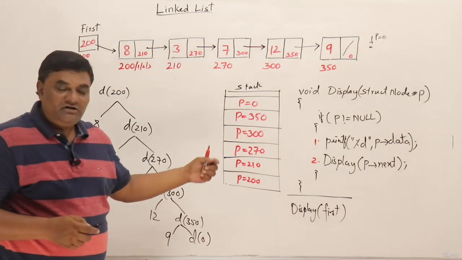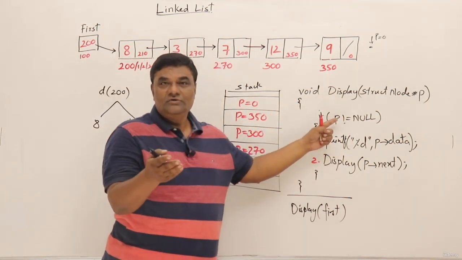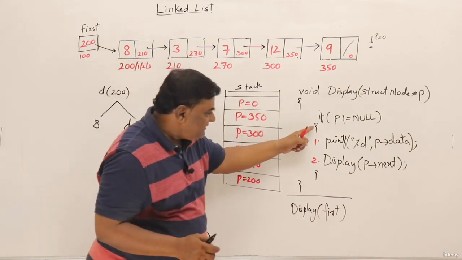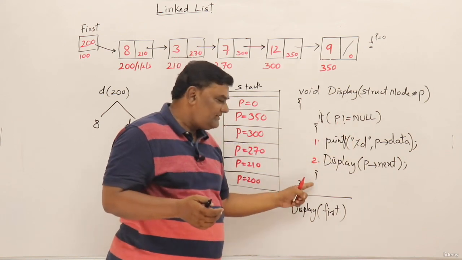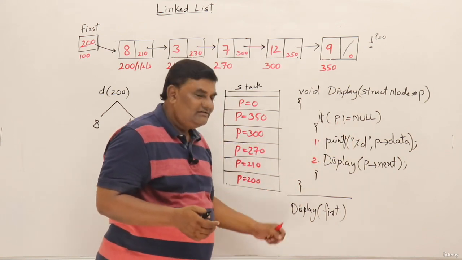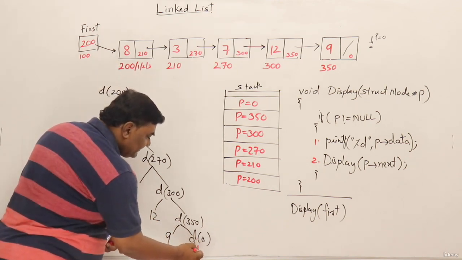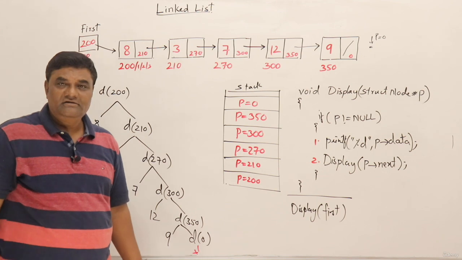So again a fresh call. Is P not equal to null? No, it is equal to null. It will not enter inside. So P is not null means false. False means don't enter inside. Exit. So the function exits. This function will terminate. This call will terminate without doing anything.